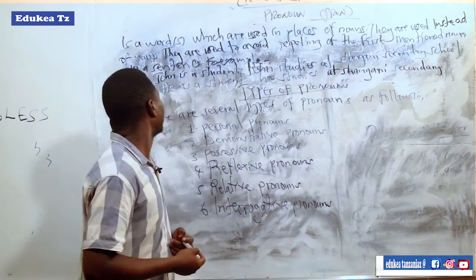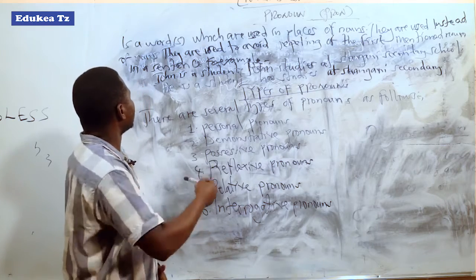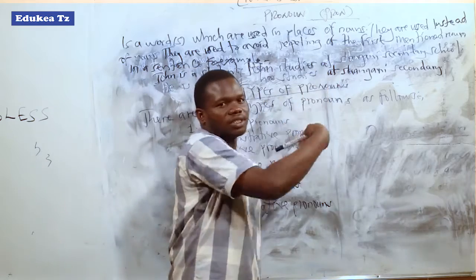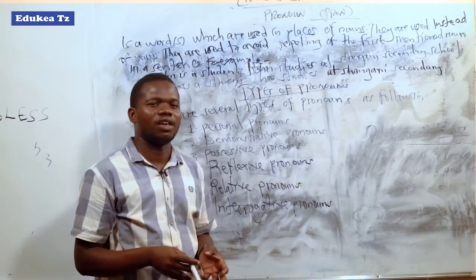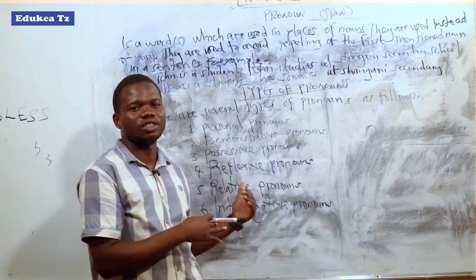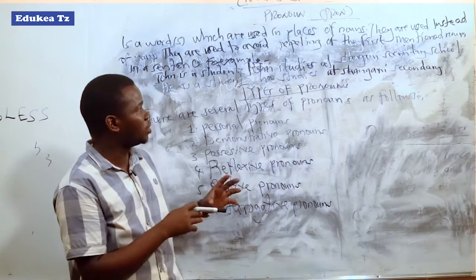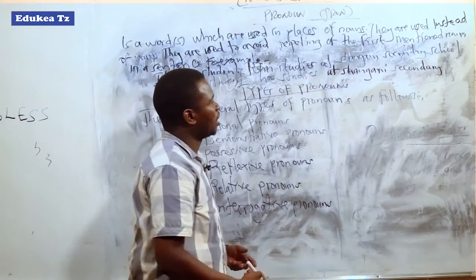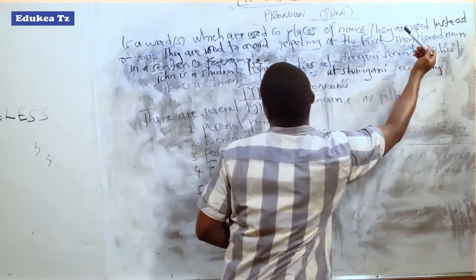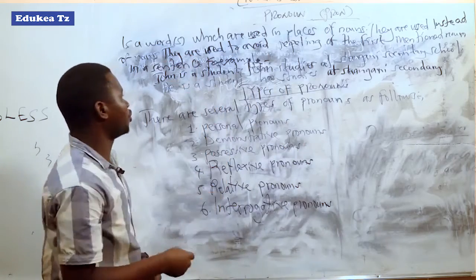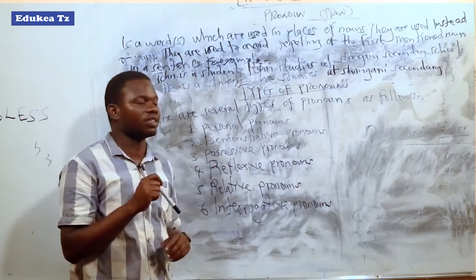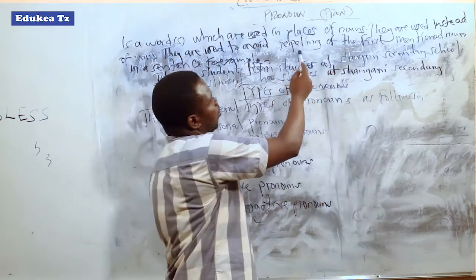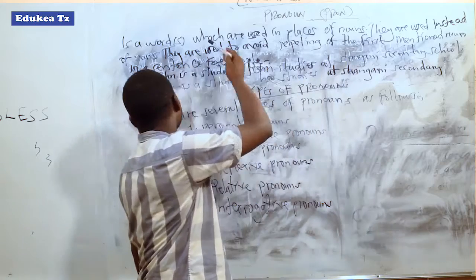So pronouns are words. A pronoun is a word or words which are used in place of nouns. So instead of nouns, we may use other words, and those words are pronouns. They are used instead of nouns, and we normally use them to avoid repeating the first mentioned noun in a given sentence.